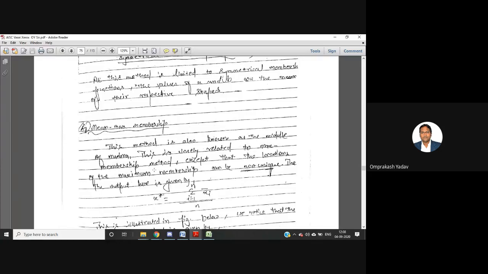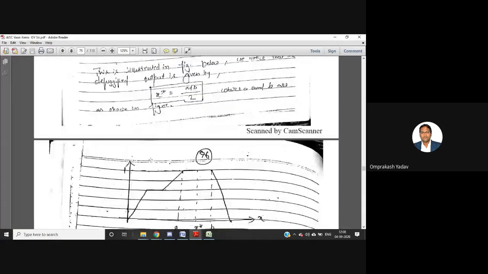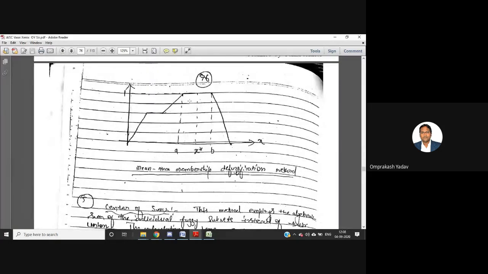Then we saw mean max membership. Here we directly go over there, and in this particular graph there is no unique peak point. We have multiple points, infinite points, so it's not unique. So we select the first point and the last point and take the average of them. So x star will come somewhere over here.